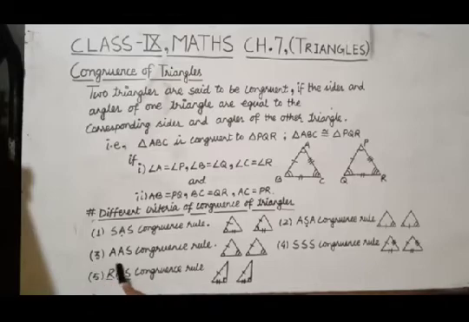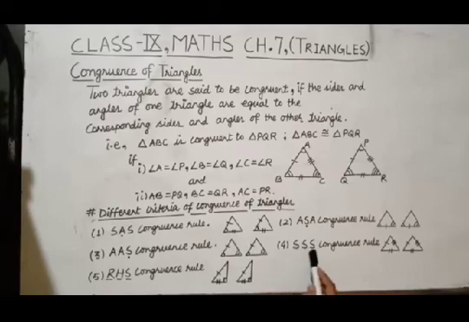And third one is angle angle side congruence rule. In this rule, you could observe that the letter S is not in the middle of two A's. So this side would be the excluded one. It means two triangles would be congruent to each other if any two of their three corresponding angles are equal and any one of two corresponding excluded sides are equal.